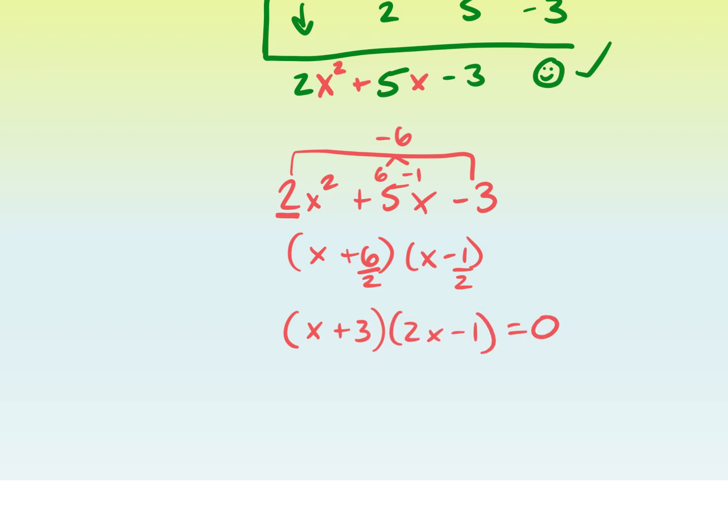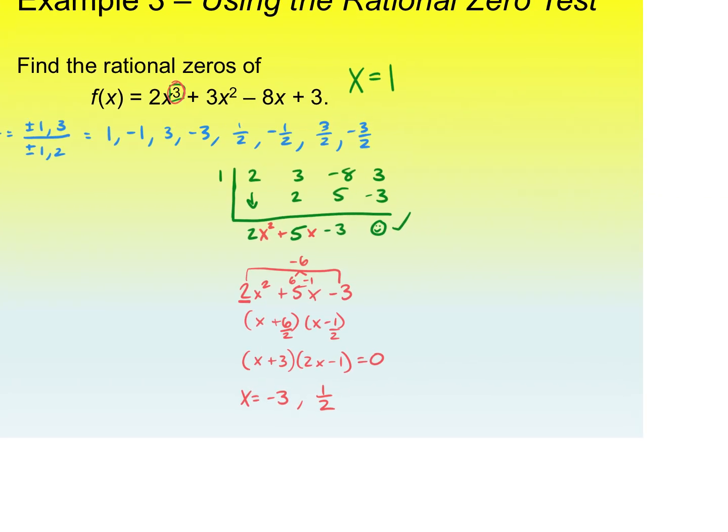Set them both equal to 0. So x equals negative 3 and x equals 1/2. So those would be my other 2 zeros, negative 3 and 1/2.